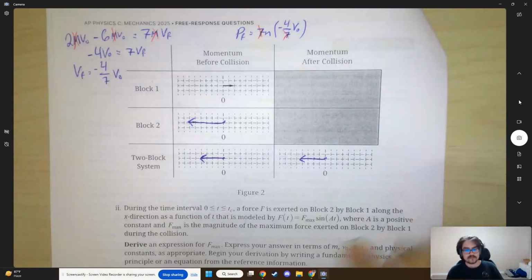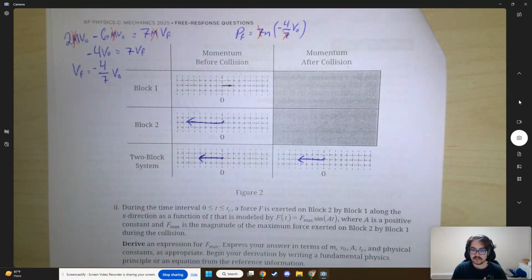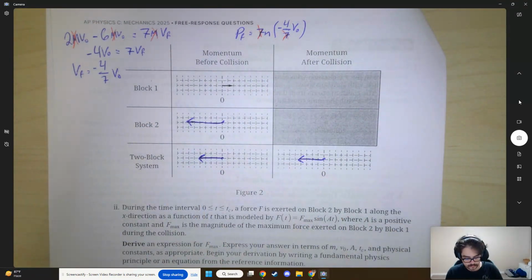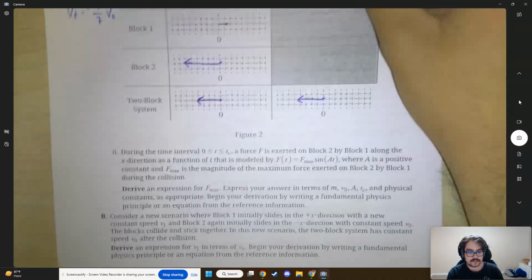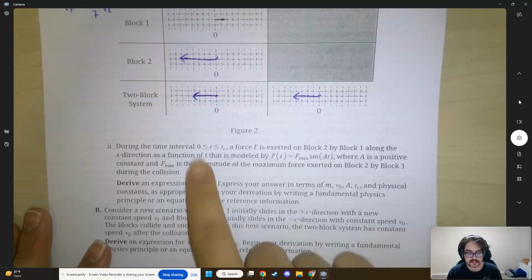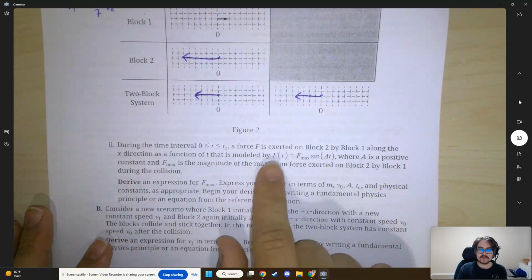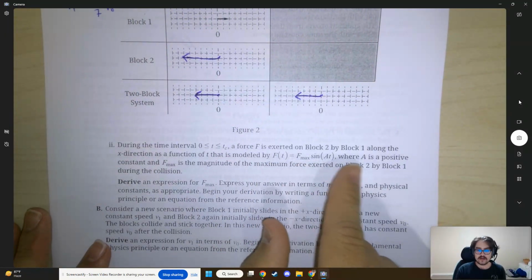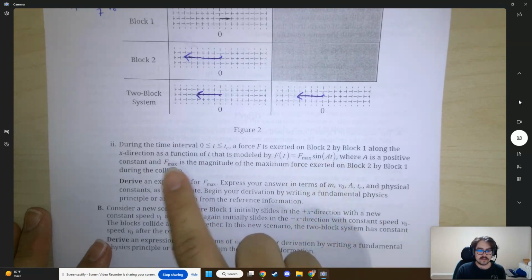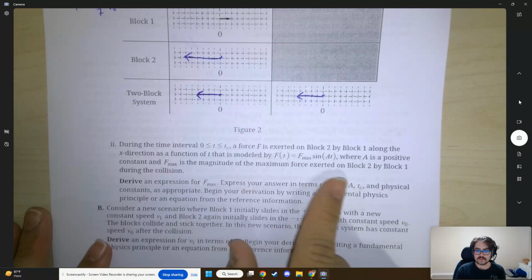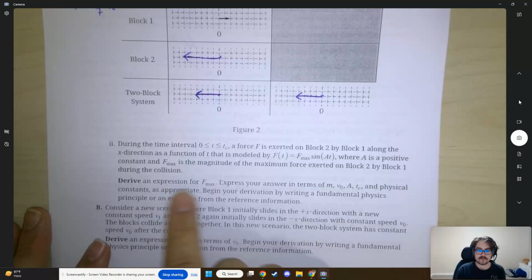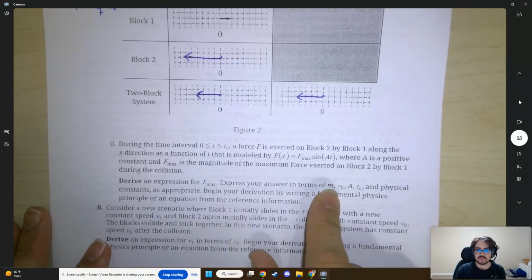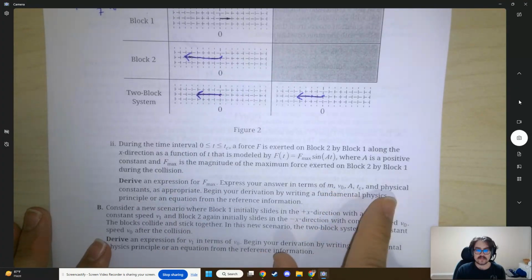Okay. So these two diagrams should actually be near identical to each other. During the time interval between 0 and tc, if force F is exerted, there's our force function right there. A is a positive constant, F max is the magnitude of the maximum force exerted on block 2 by block 1 during the collision. Derive an expression for F max expressed in terms of M, V naught, A, and TC, and then physical constants.